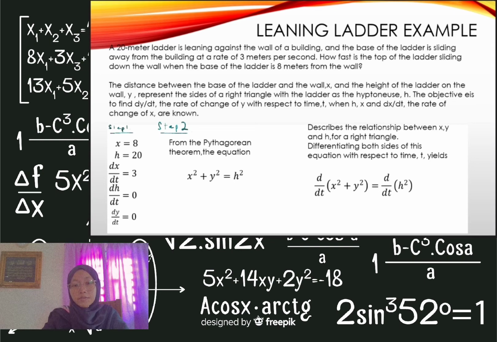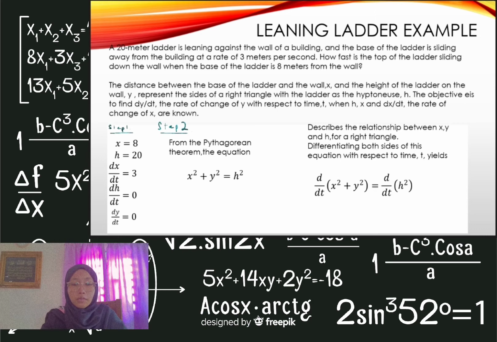The distance between the base of the ladder and the wall, x, and the height of the ladder on the wall, y, represent the sides of a right triangle with the ladder as the hypotenuse h. The objective is to find dy over dt, the rate of change of y with respect to time t, when h, x, and dx over dt, the rate of change of x, are known.